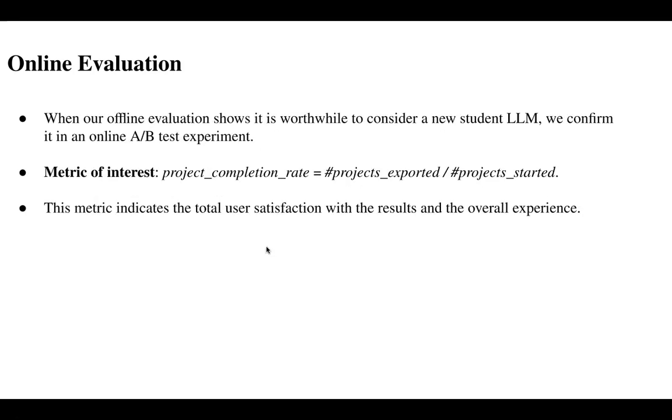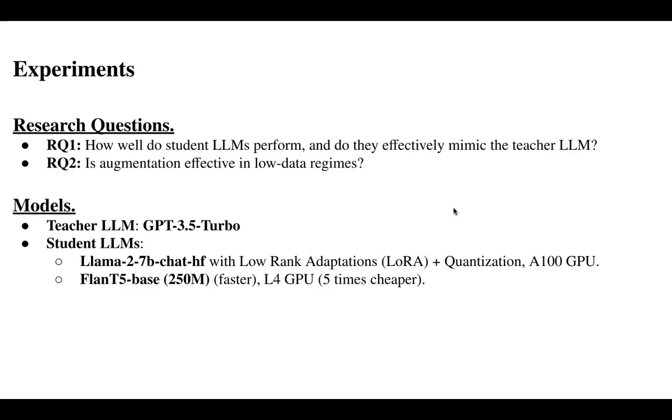When our offline evaluation shows it is worthwhile to consider a new student LLM, we confirm it in an online A/B test experiment. Our metric of interest for our online A/B test is the project completion rate, which is the number of projects exported divided by the number of projects started. This metric indicates the total user satisfaction with the results and the overall experience. Now let's see the results.